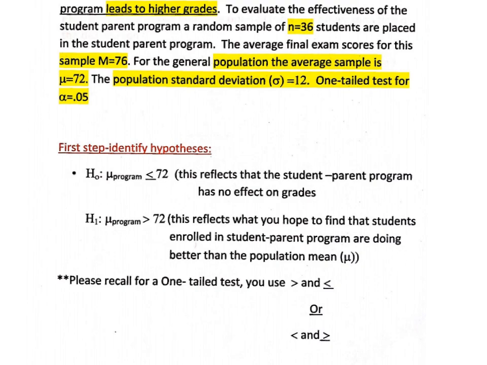And please recall that whenever we do hypothesis testing, the mu's are always going to be about the population. And also please recall, for a one-tail test, you either use a combination of greater than and less than or equal to, or you use a combination of less than and greater than or equal to. So those are your only two choices whenever you're writing out those hypotheses.